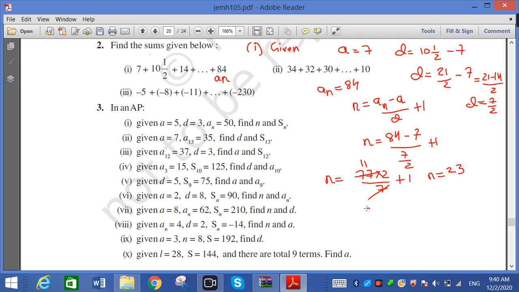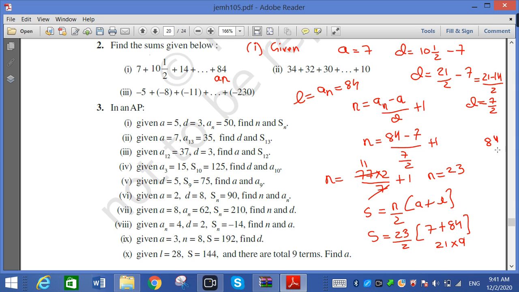Now which formula do we have to use? S is equal to N by 2 into A plus L, because the last term we have, that is L. So S is equal to 23 by 2 into A, the first term, that is 7, plus the last term, that is 84. So 91 divided by 2, so 23 multiplied by 91 divided by 2.